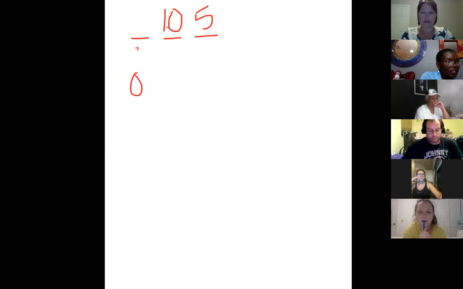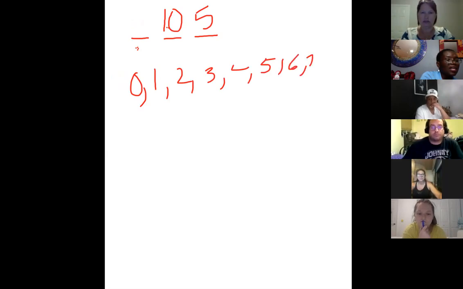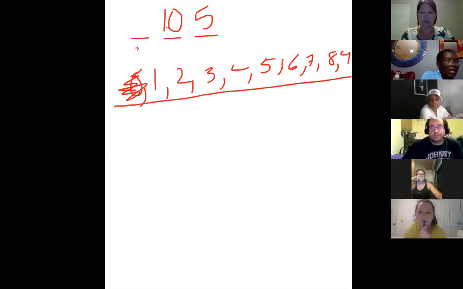And so, 3, 4, 5, 6, 7, 8, 9. For the left digit, I cannot use the 0. There are 10 digits here. I eliminate the 0. That leaves me with 9 choices. I just have to make sure my number ends in an odd number.